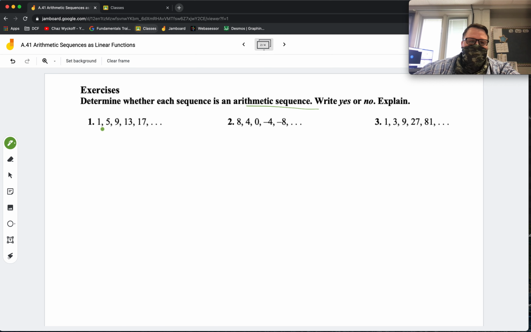So first thing we're going to do is find the difference between 1 and 5. 5 minus 1 is 4. So we added 4. Now we're going to see if we add 4 each time if it's the same. 5 plus 4 equals 9. So, yep, plus 4. 9 plus 4 is 13. 13 plus 4 is 17. So, yes, this is an arithmetic sequence. And we're going to say D equals 4.